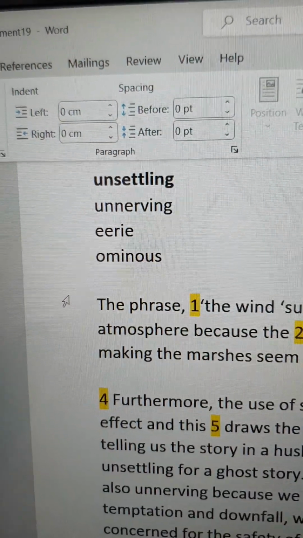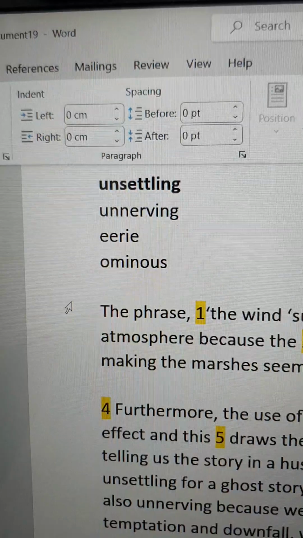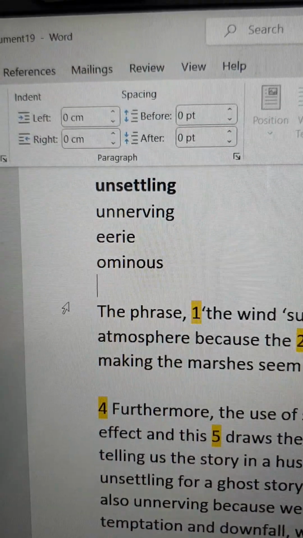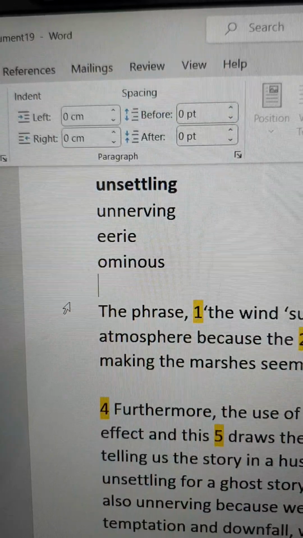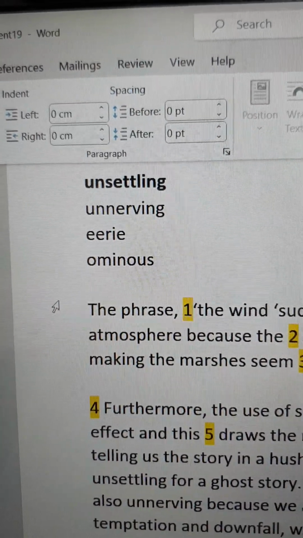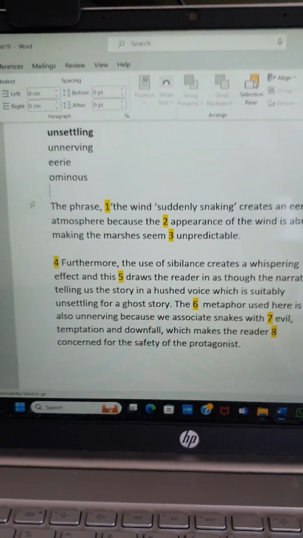The first thing I've done is to just jot down some synonyms to the word unsettling: unnerving, eerie, and ominous. And it's strongly suggested that you use those in your answer, so that you can demonstrate your ability to use high-level vocabulary. All right, let's come over to the sample answer.